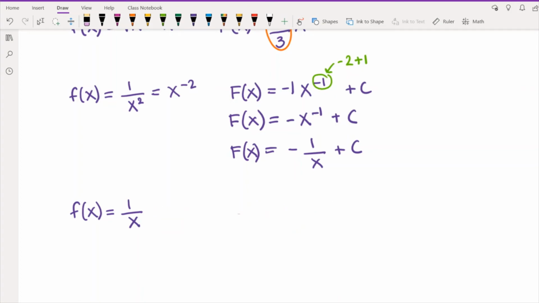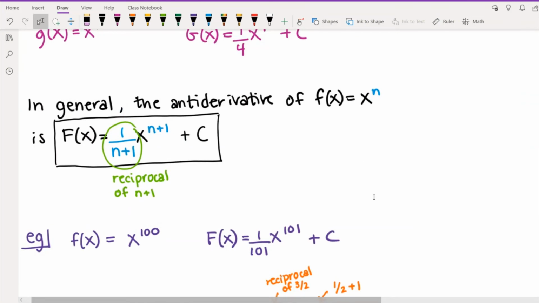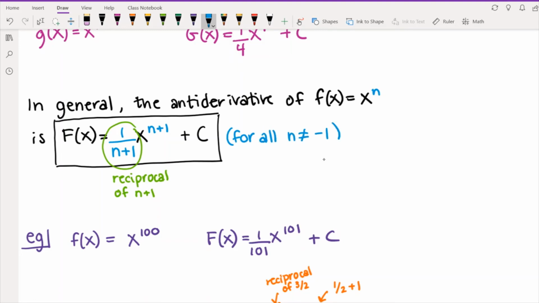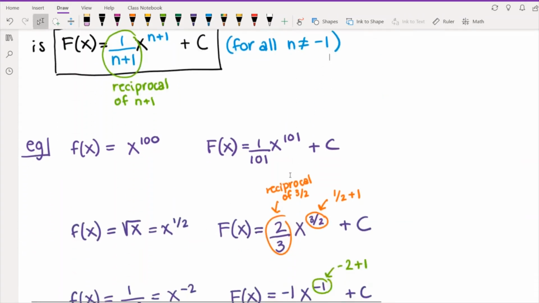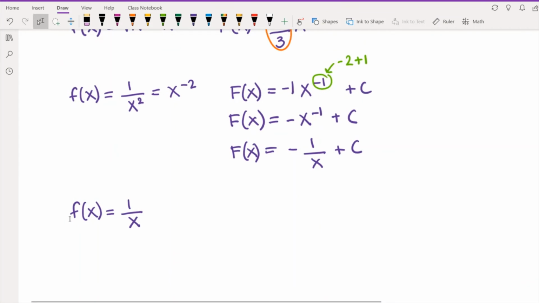So I want to add to this rule that we wrote up above that this is for all n not equal to negative 1. So as soon as that exponent is negative 1, you can no longer use this rule. So why not? Well, there's a simpler answer here. Think about what an antiderivative is. An antiderivative is just asking you to work backwards. So what is the function that when you take the derivative, you get 1 over x?